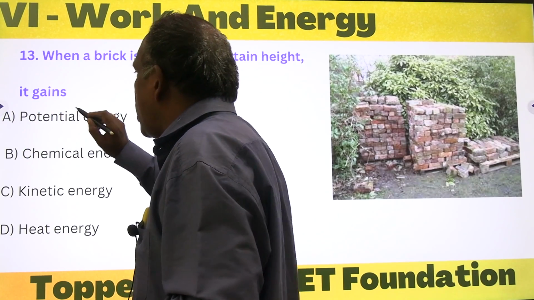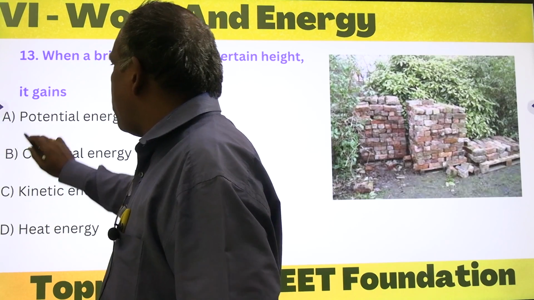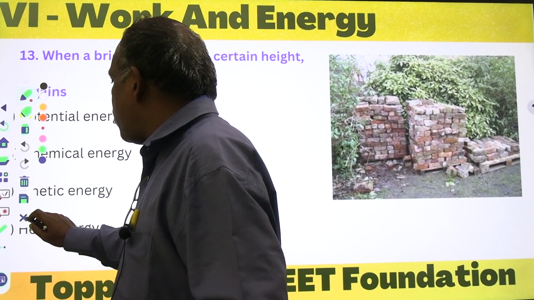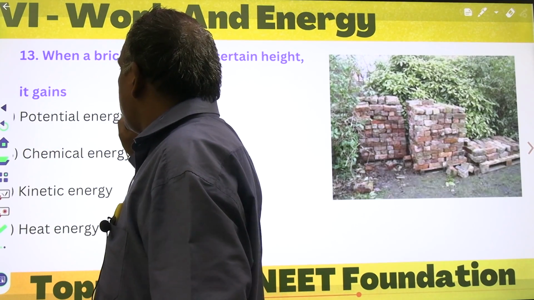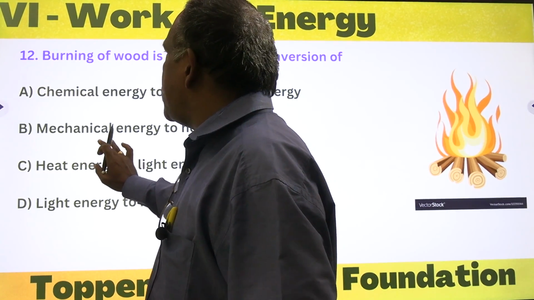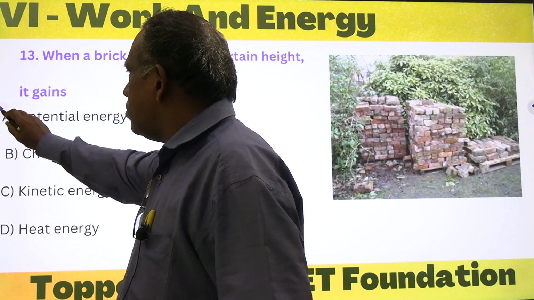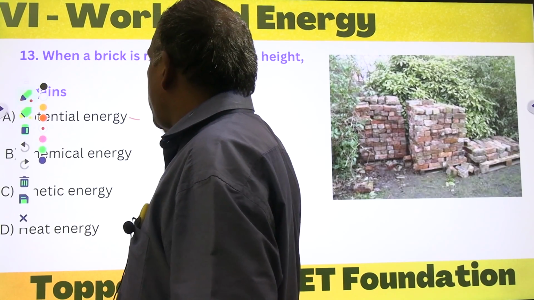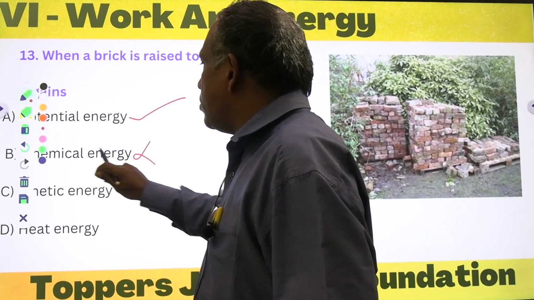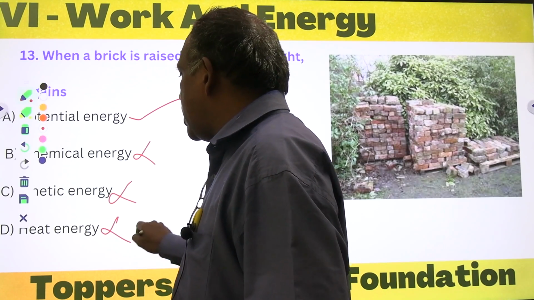The energy possessed by a body by virtue of its position is potential energy, which is the right answer. The remaining answers are wrong: chemical energy is wrong, and so are magnetic energy and heat energy.